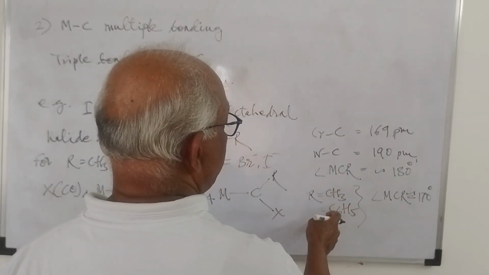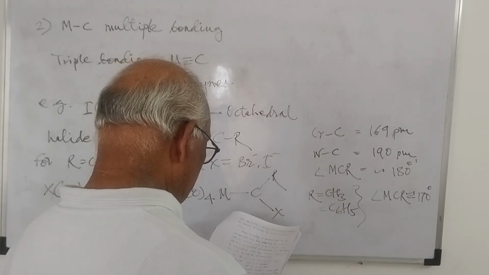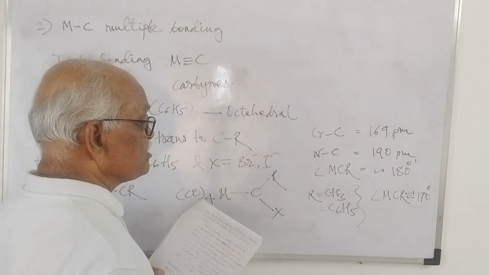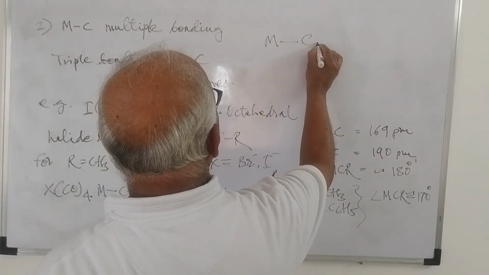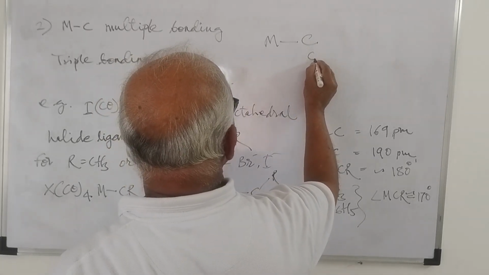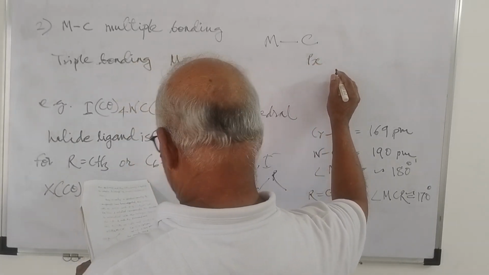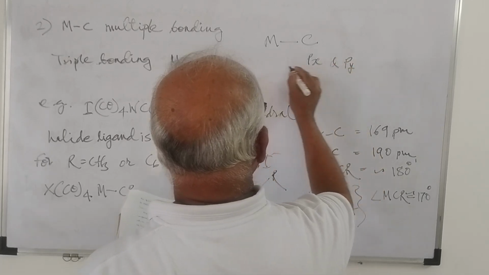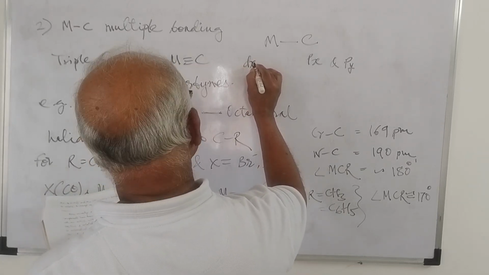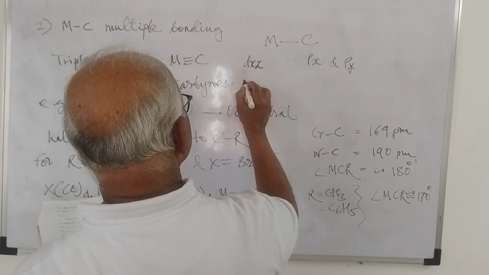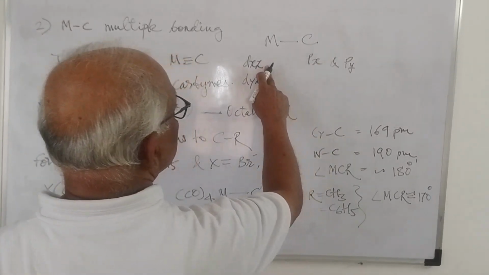Here we can show the bonding, means there is one sigma bond plus two pi bonds. So for this double bonding, we can have the overlap of metal with carbon, where carbon provides Px and Py, and metal provides the dzx and dyz orbitals. So the overlap is between these orbitals.